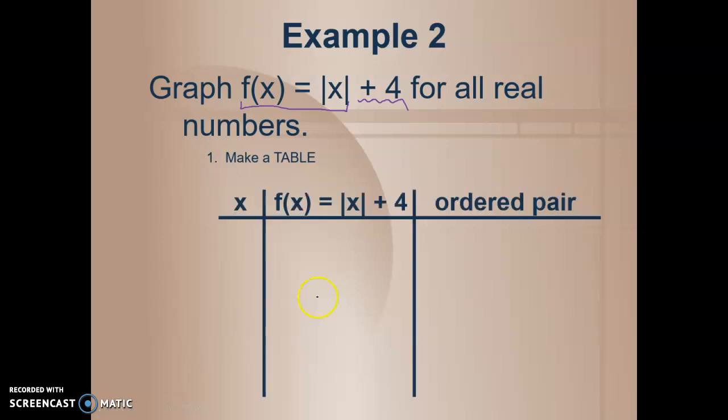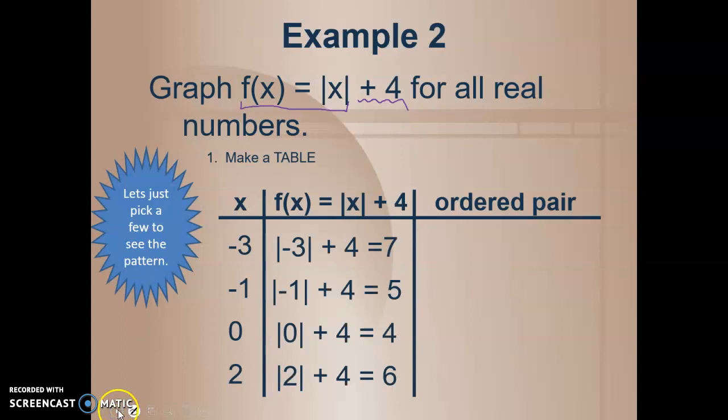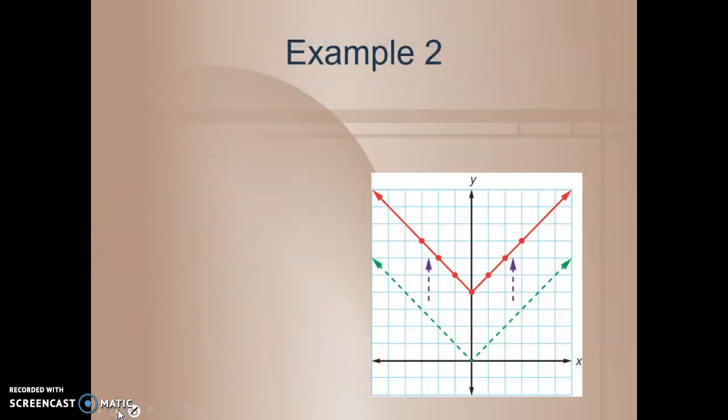First, let's make a table. We've got our x's on the left, our function in the middle, and then our ordered pair on the right. It did not give us a domain, so we get to choose our own x values here. So we'll pick some negative and some positive. We'll plug those into our function rule, and we get these ordered pairs: -3, 7, -1, 5, 0, 4, and 2, 6.